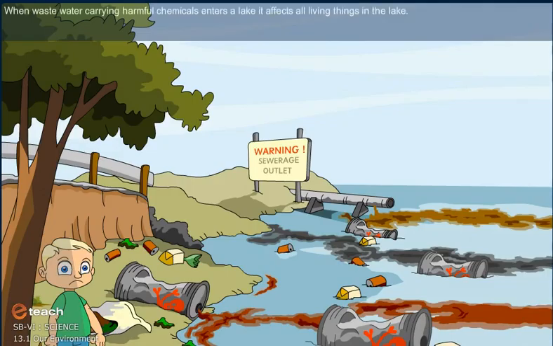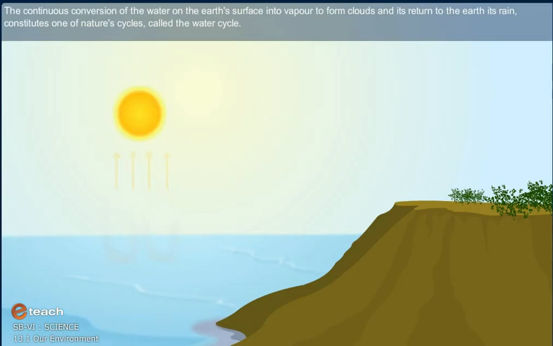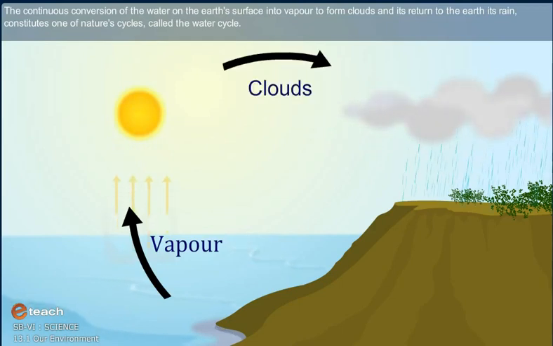When wastewater carrying harmful chemicals enters a lake, it affects all the living things in the lake. If such water seeps into the soil, not only does the soil become infertile, but useful microorganisms in the soil are also destroyed. The continuous conversion of the water on the earth's surface into vapor to form clouds and its return to the earth as rain constitutes one of nature's cycles called the water cycle.